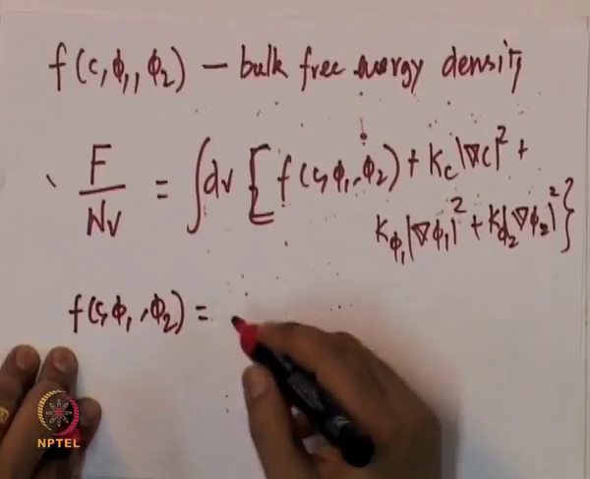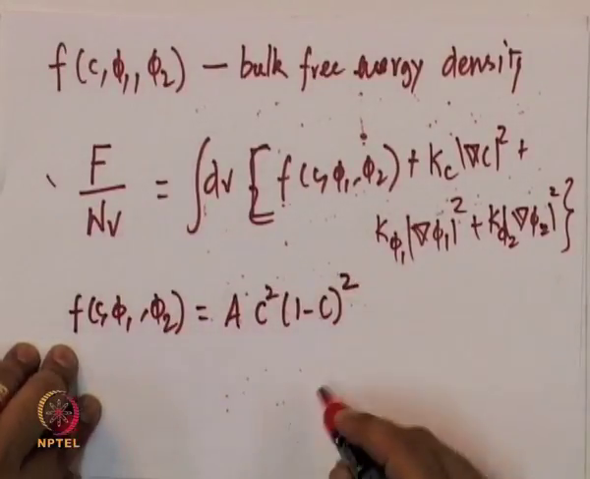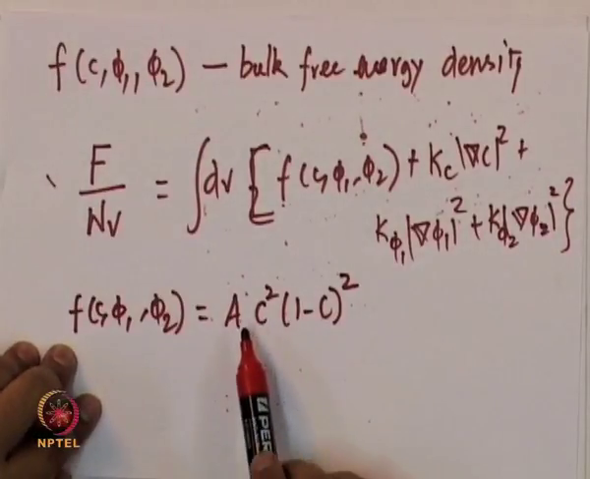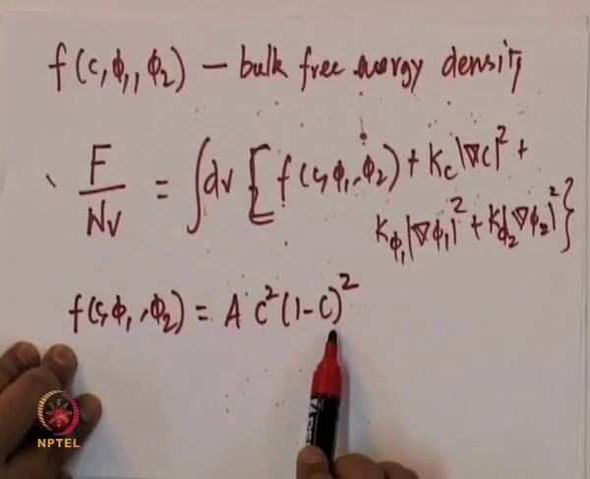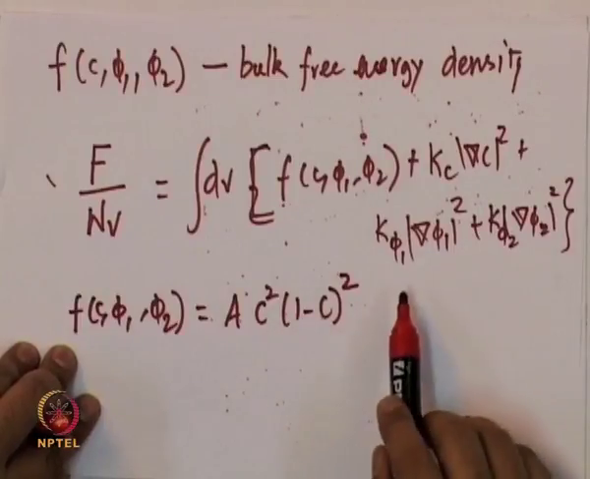Has this structure: A C squared into (1 minus C) whole squared. So, this is going to make sure that there is a minima for C equal to 0 and a minima for C equal to 1. This we have been using for quite some time now.